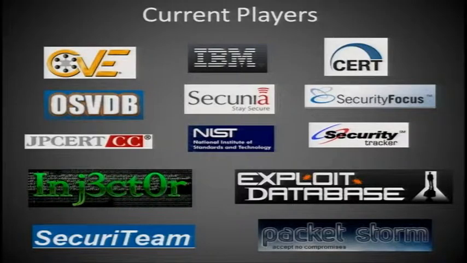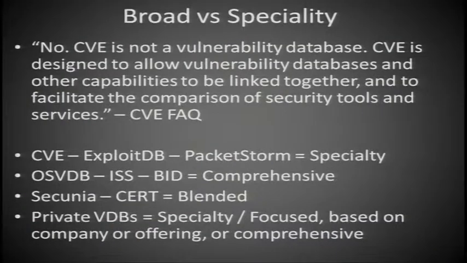So who are we going to blame today? This is the tip of the iceberg. These are pretty much the bigger players, the ones that you'll recognize. There are obviously others, but a lot of them become even more specialty. They're only doing certain types of exploits or certain this, that. There's broad databases and there's specialty databases, which I've mentioned.